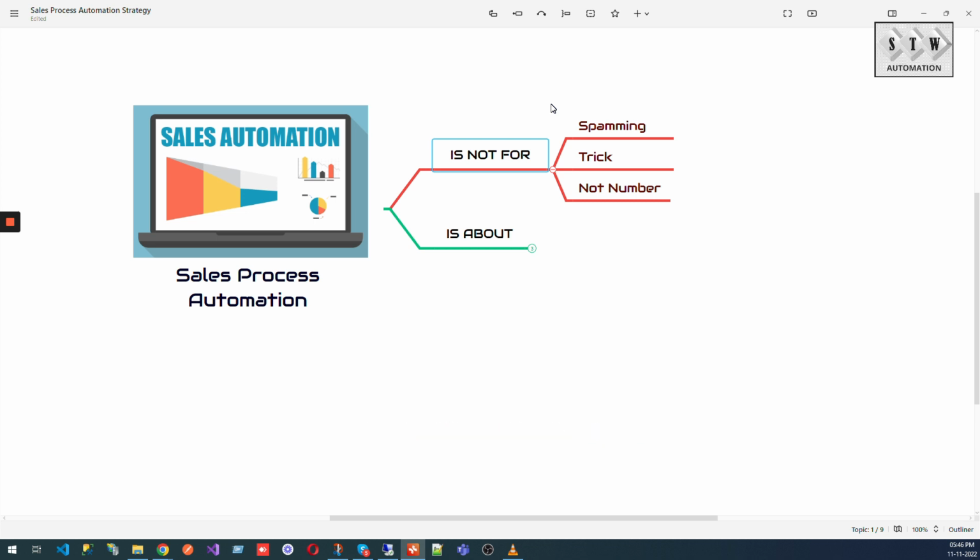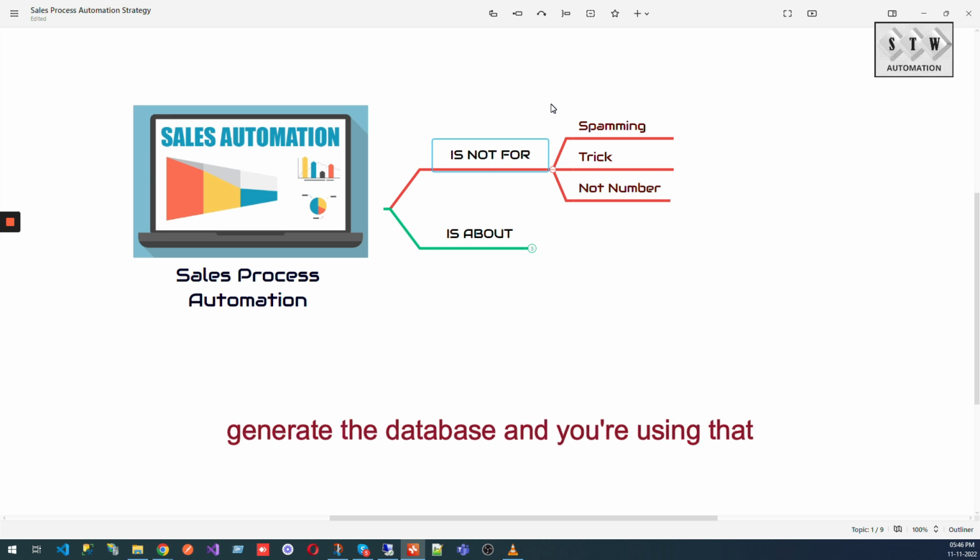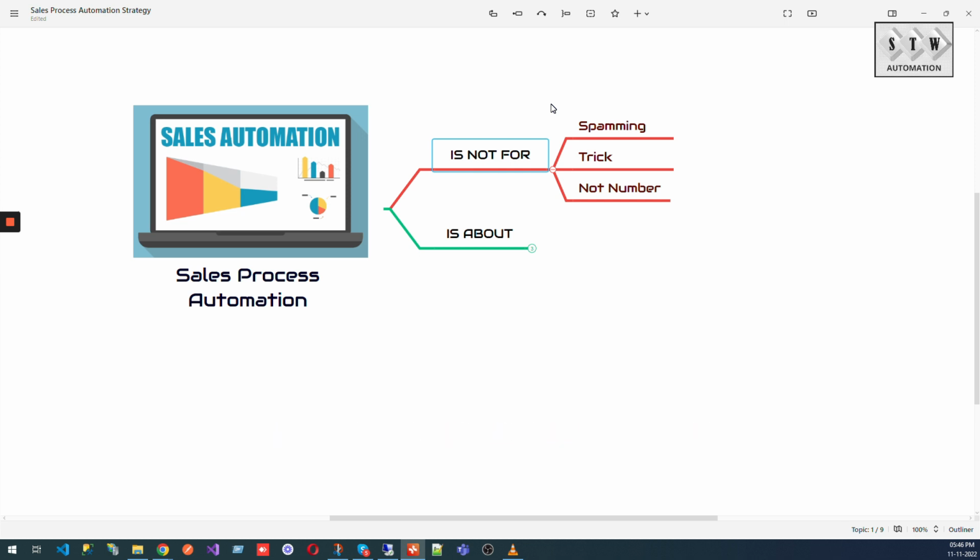Yes, it works if you use the right strategy to generate that database. It works, but you just purchase a database from someone else. You don't know what strategies he used to generate that database, and you are using that data source to generate your leads. It will never work, and sometimes it works against you. And do you know how?